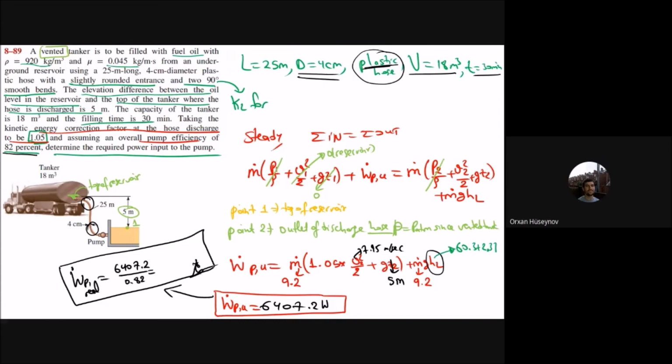Approximately 6 kilowatts of useful pump work you need. But in reality, the actual one will have the efficiency problem, and it will be 7813 watts, or 7.8 kilowatts of pump we need to transfer oil from one to the tanker. This is the end of the example.